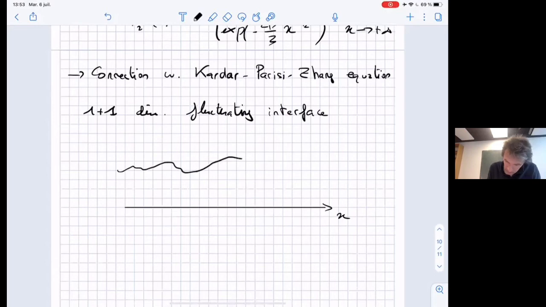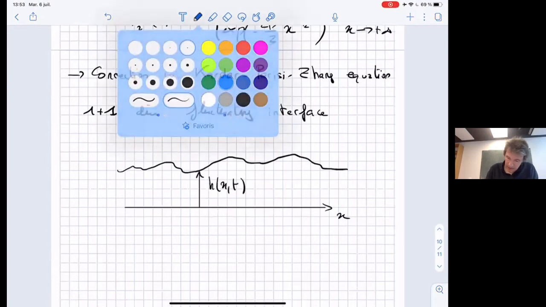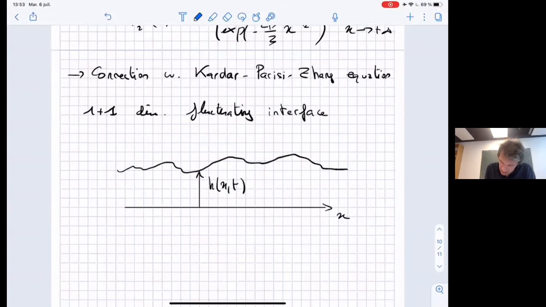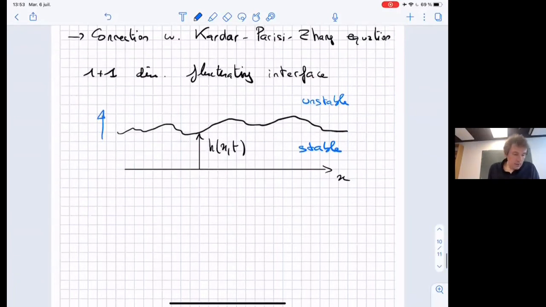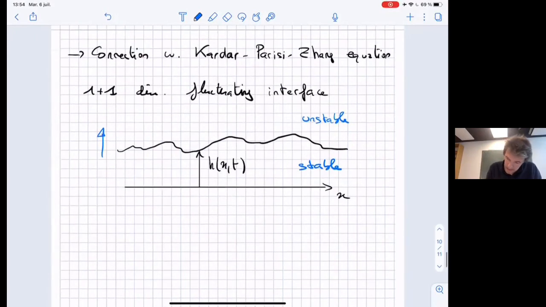So you would have a profile at a given time t, say h of x,t. And again, I have in mind that I have here a stable phase and here an unstable phase. That means my interface really wants to proceed in that direction. The dynamics of such a model was pioneered in the 90s by Kardar, Parisi, and Zhang, which we usually call KPZ.